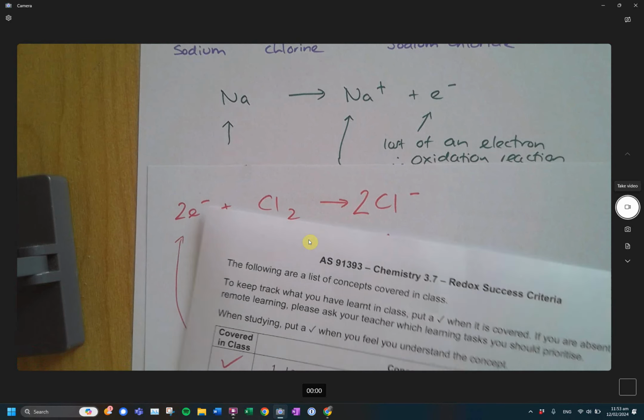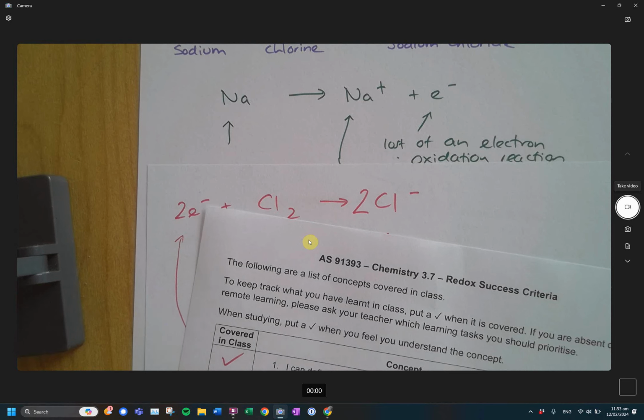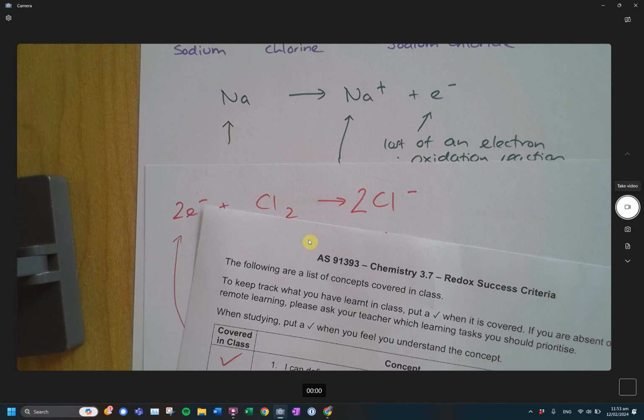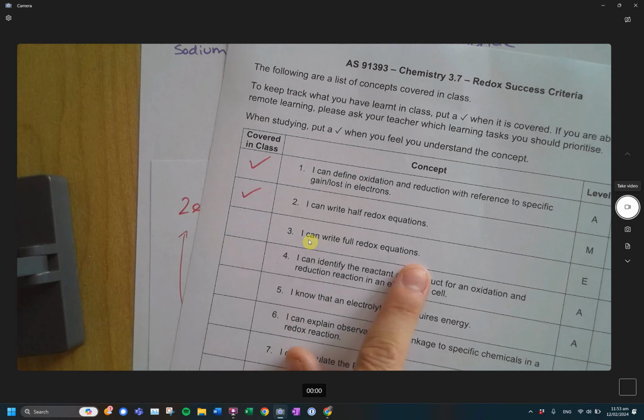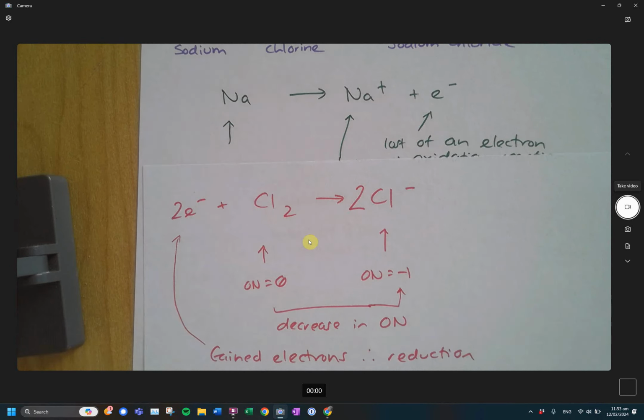So if you can write our half equations, that's a merit level requirement. But we'll do some more practice on that. All right, the last requirement here is to write full redox equations. So let me show you what that means when we're writing our full one.